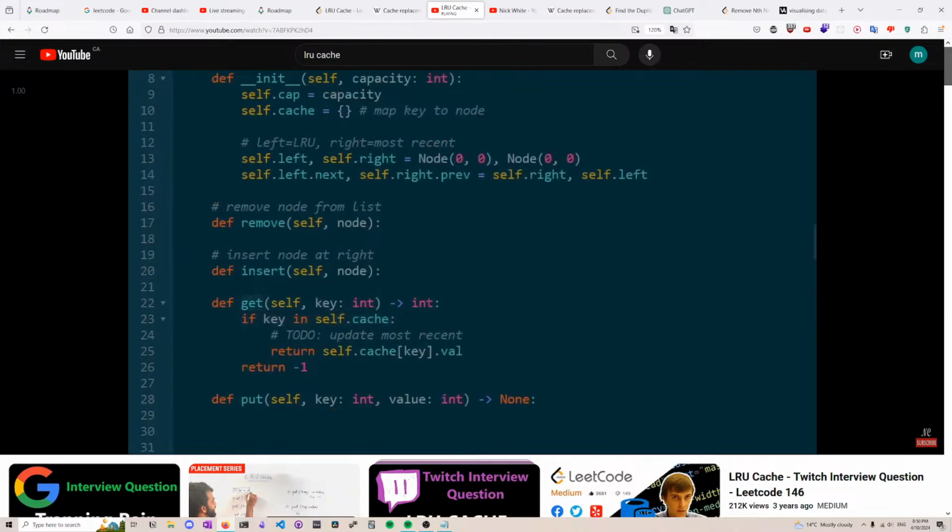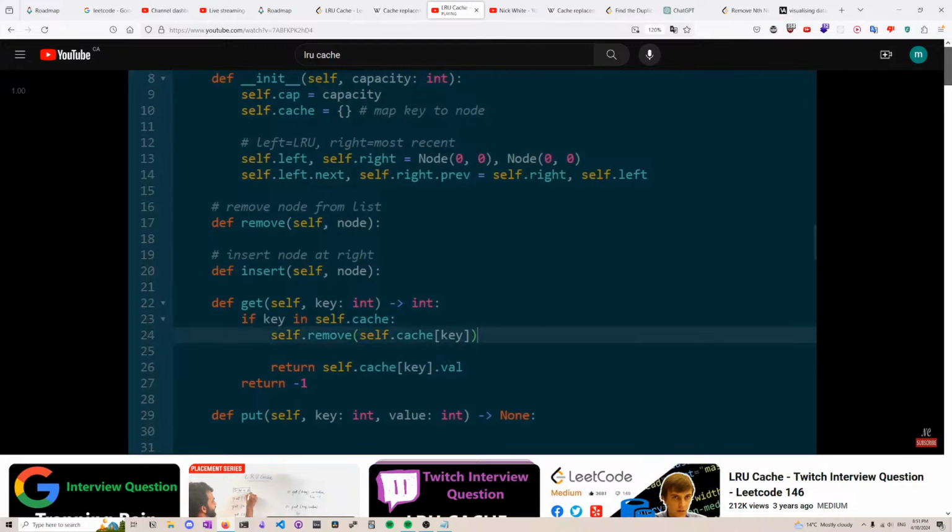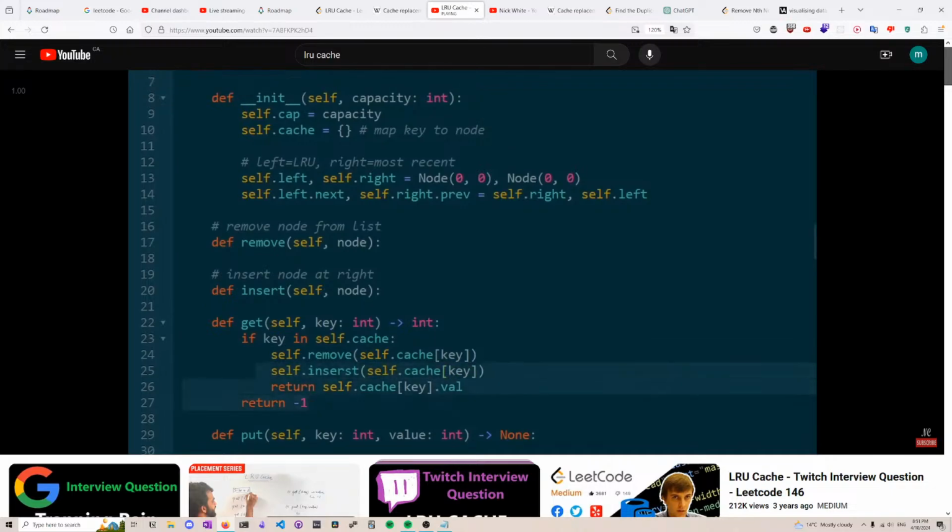So what we want to do to our list is take this node, self.cache of key, and remove it from our list. And after we remove it, then we want to reinsert it at the rightmost position. So we can just do self. And looking at this, get isn't so bad as long as we fill out these two helper functions for us.